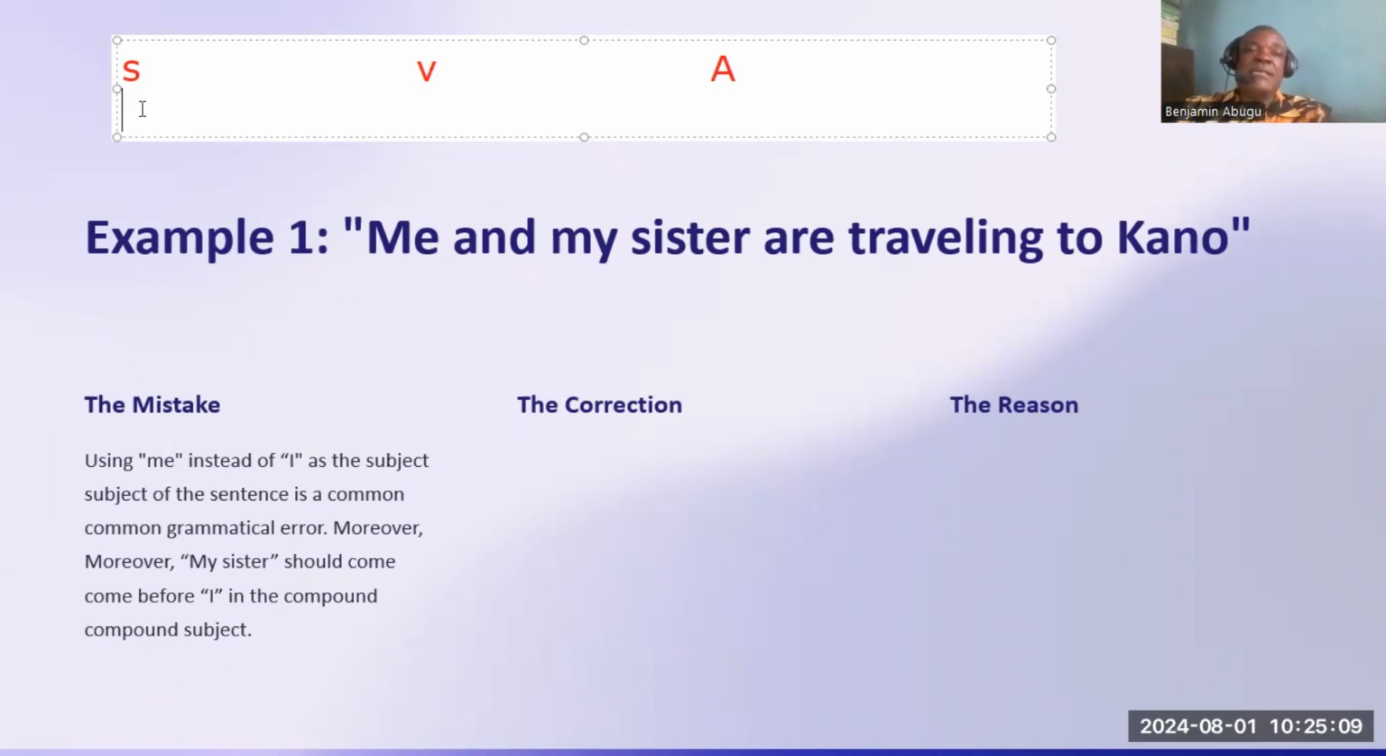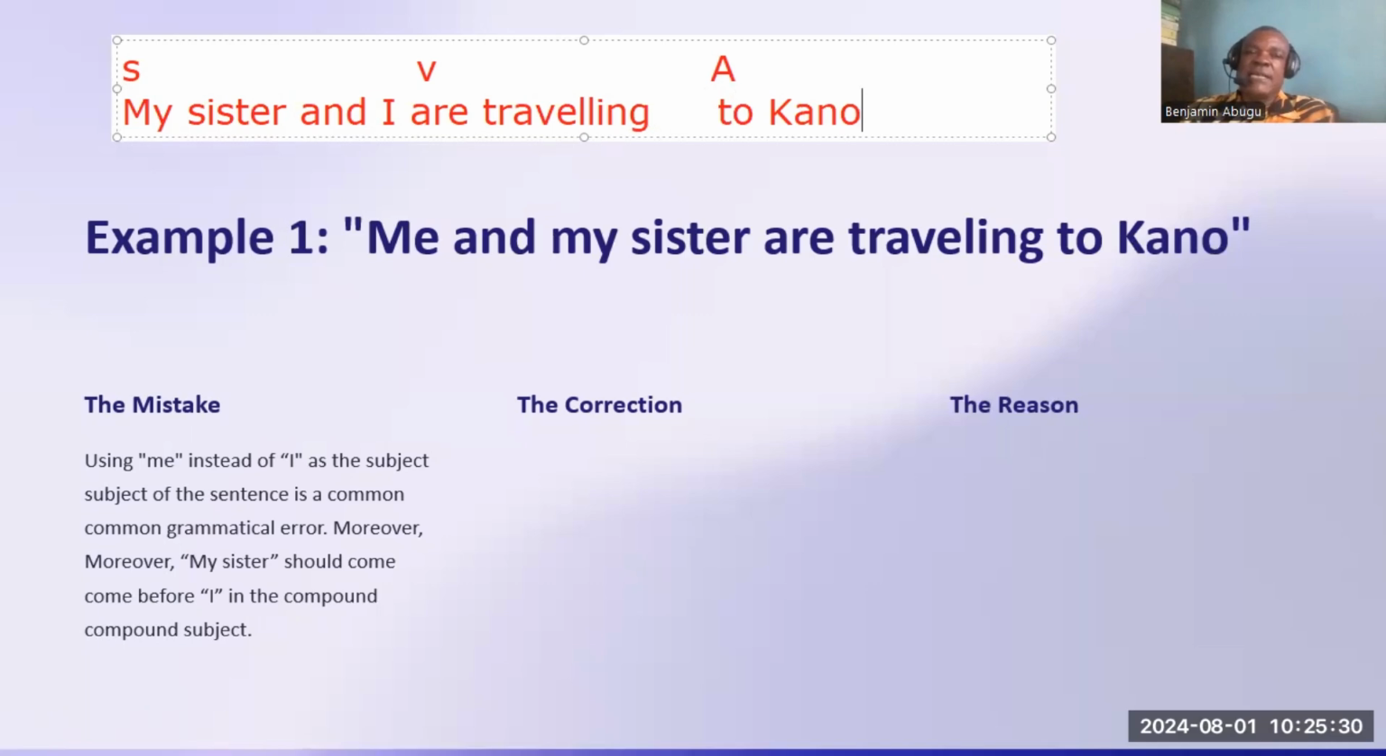Now, let's see exactly. My sister and I, okay, are traveling to Kano. So that is exactly the structure of that sentence. And when we look at it, my sister and I are the subjects, the doer of the action of traveling. My sister and I are traveling. So it is wrong to say me and my sister are traveling, okay?